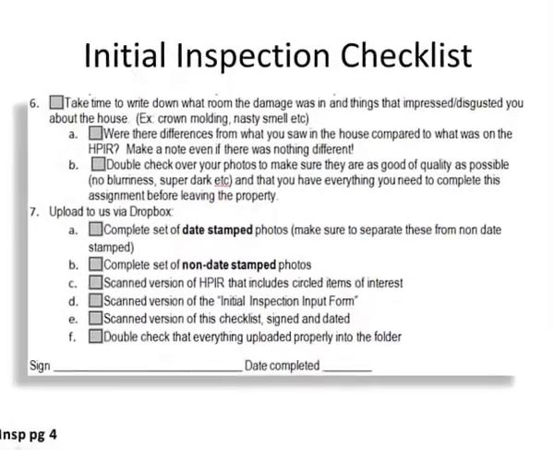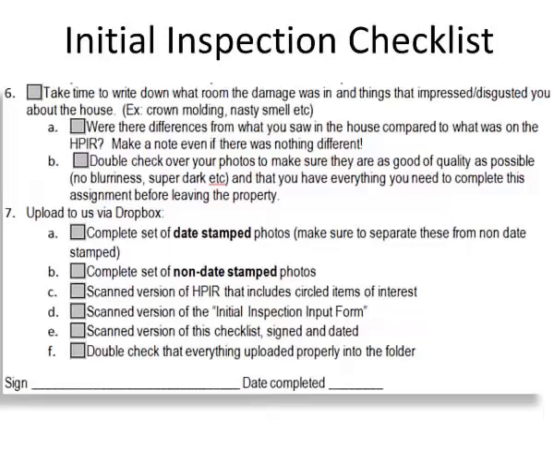Step 6, we re-emphasize that we need you to take time to write down what room the damage was in and things that impressed you or disgust you about the house. We need to know if there are any differences from what you saw in the house compared to what was on the HPIR. We need you to double check over your photos to make sure they are as good quality as possible, so that we don't have to send you back out to the property to take additional photos without additional compensation.